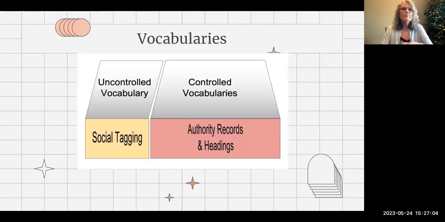So again, just more of a visual, we did focus more on that controlled vocabulary. So therefore, that's why it's a little bit bigger. But we did spend some time also on uncontrolled vocabularies, looking at social tagging and both the pros and the cons of that. Yes, we call this generation part of the digital native era, but they may not know how to really navigate it effectively. So I wanted them to be aware of how our information structure is constructed.